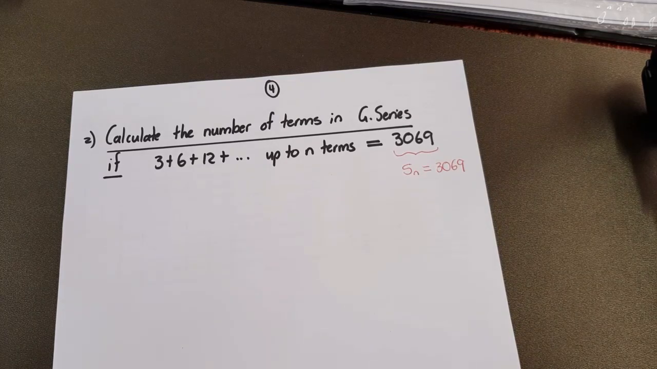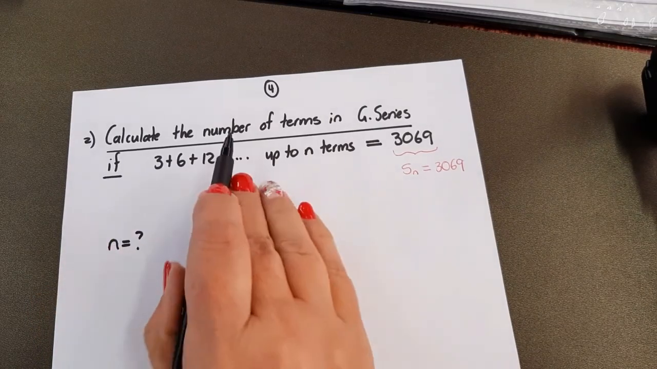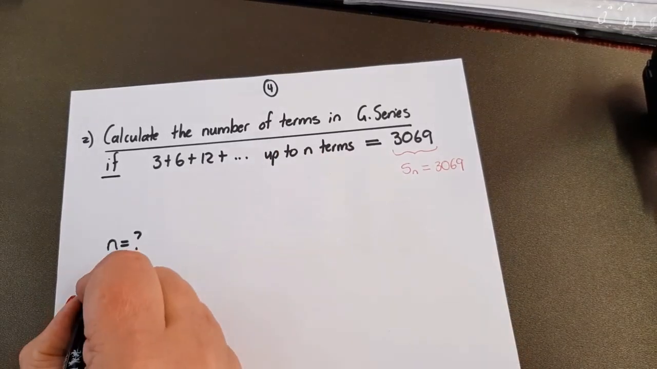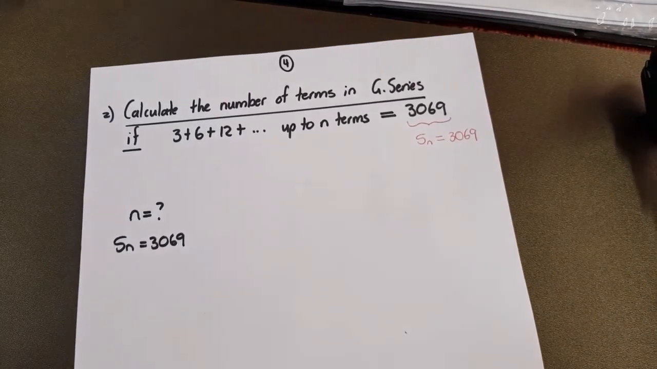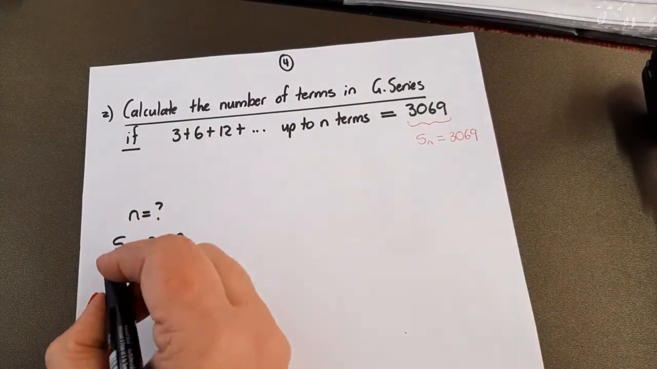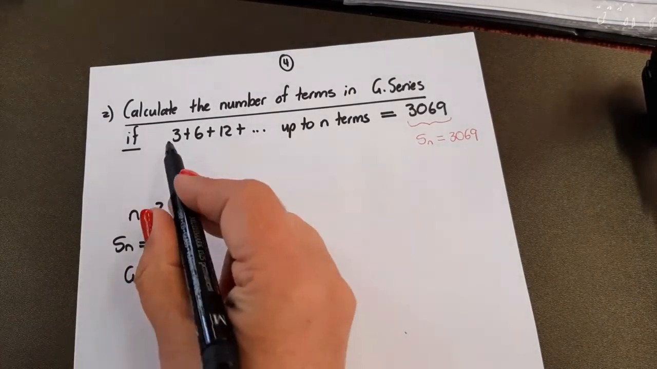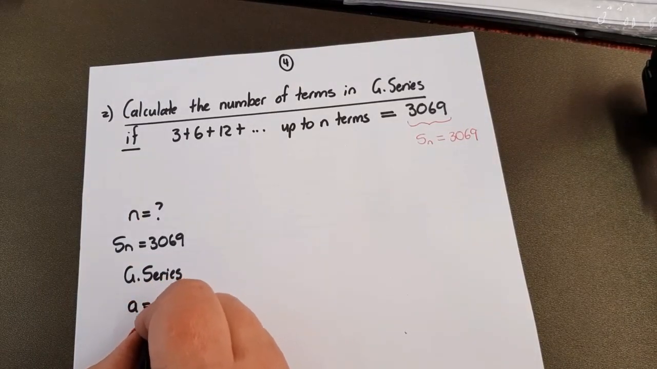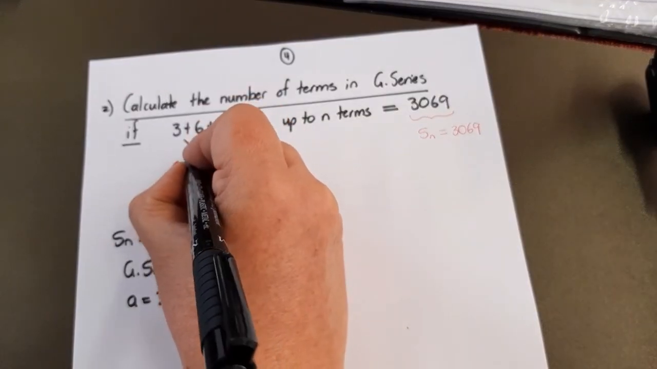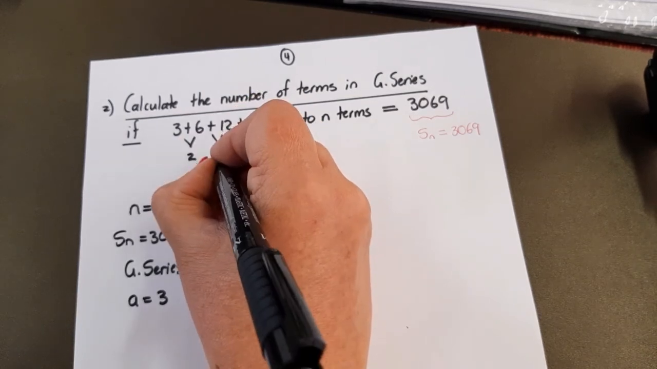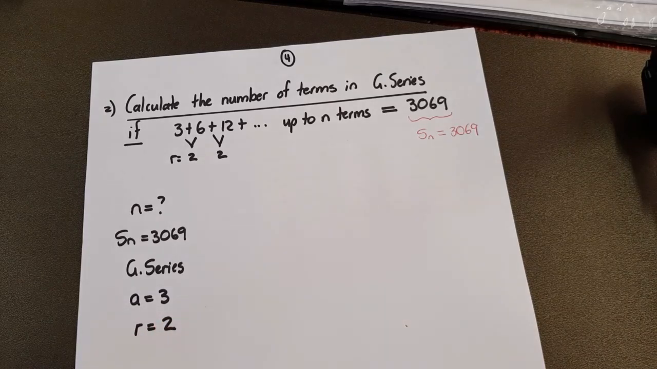So let's write down what we have. We have that we need to calculate the number of terms. They give us the sum of those terms. They tell us it's a geometrical series. We know a is 3, and we can work out r. 6 divided by 3 is 2, 12 divided by 6 is 2. So my r, my ratio, will be 2.